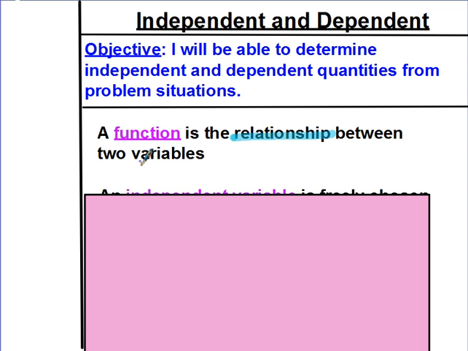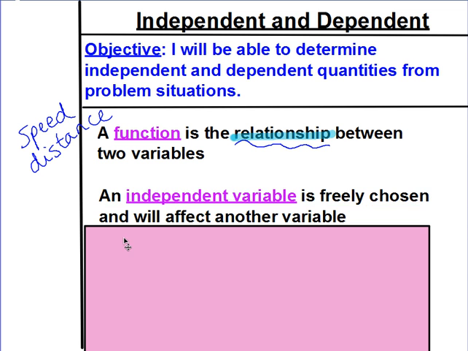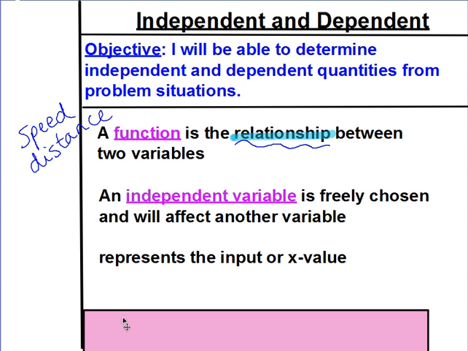The speed you drive your car and the distance that your car travels are related. So that is a functional relationship. That is an example of a function. Again, it's just a fancy name for a relationship between two variables. Those two variables, one of them is called the independent and the other one will be called the dependent. So starting with the independent one is the one that you get to choose. It's freely chosen and it will affect the other variable.